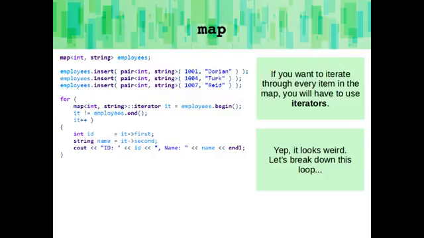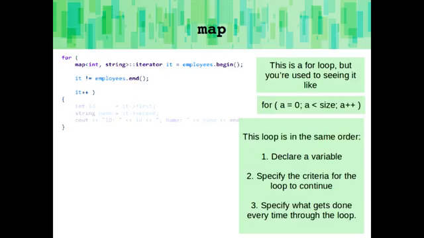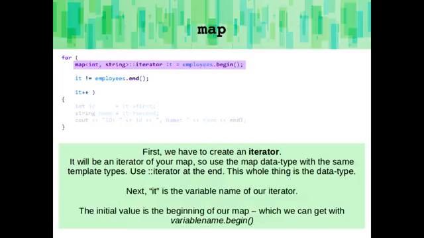Yep, it looks weird. Let's break this down. This is a for loop, but you're used to seeing it like this, where you have something like a starting point of 0, going until some size, and incrementing by 1 every time. This loop is in the same order. We declare a variable, we specify the criteria for the loop to continue, and we specify what gets done at the end of every loop. First, we have to create an iterator.